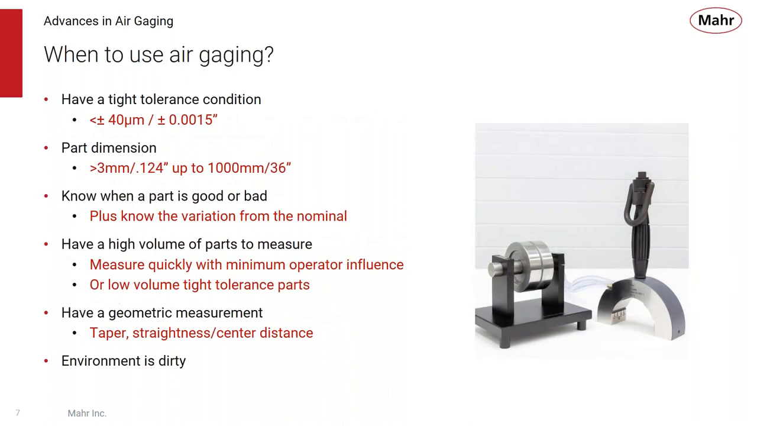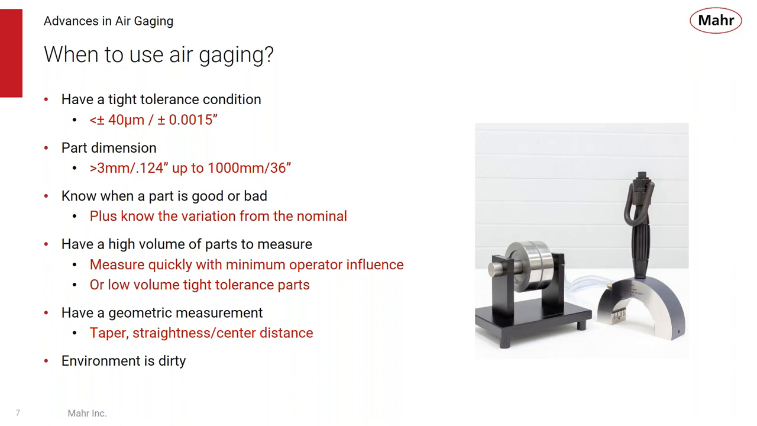When else do we use air gauging? Well, when our tolerances are pretty tight, tighter than plus or minus a thousandth and a half or 40 microns. It can be used over a wide range of different sizes, starting from 3 millimeters or dimensions of 1,000 millimeters or larger. Air tooling can be made to any of those specific sizes.